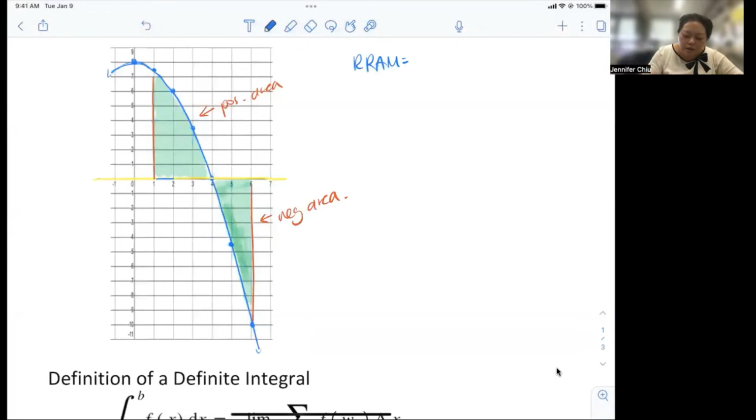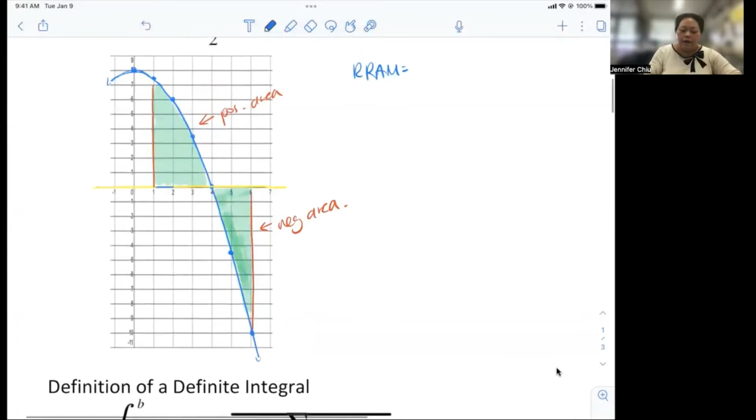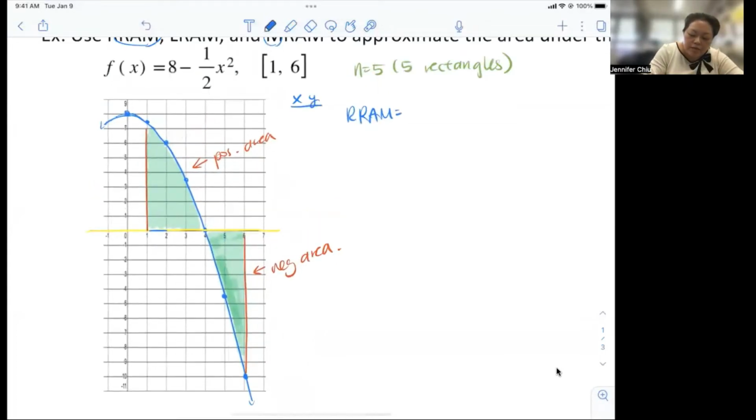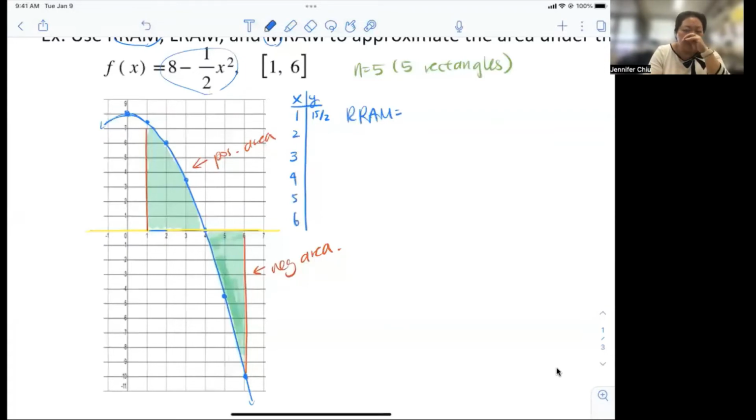Okay. All right. So now, how am I going to figure this out? We're going to write a t-table starting with the endpoint 1. And since I have 5 rectangles, then our width is an increment of 1. So 2, 3, 4, 5, 6. So you plug these into your function here, you'll get your value here. So if you plug 1 in there, you get 8 minus 1/2, which gives me 15 over 2. Plug in a 2, 2 squared is 4, 1/2 of that is 2, so 8 minus 2 is 6. Plug in a 3, that's 9 over 2. 16 minus 9 is 7 over 2. Minus 4 is 0.